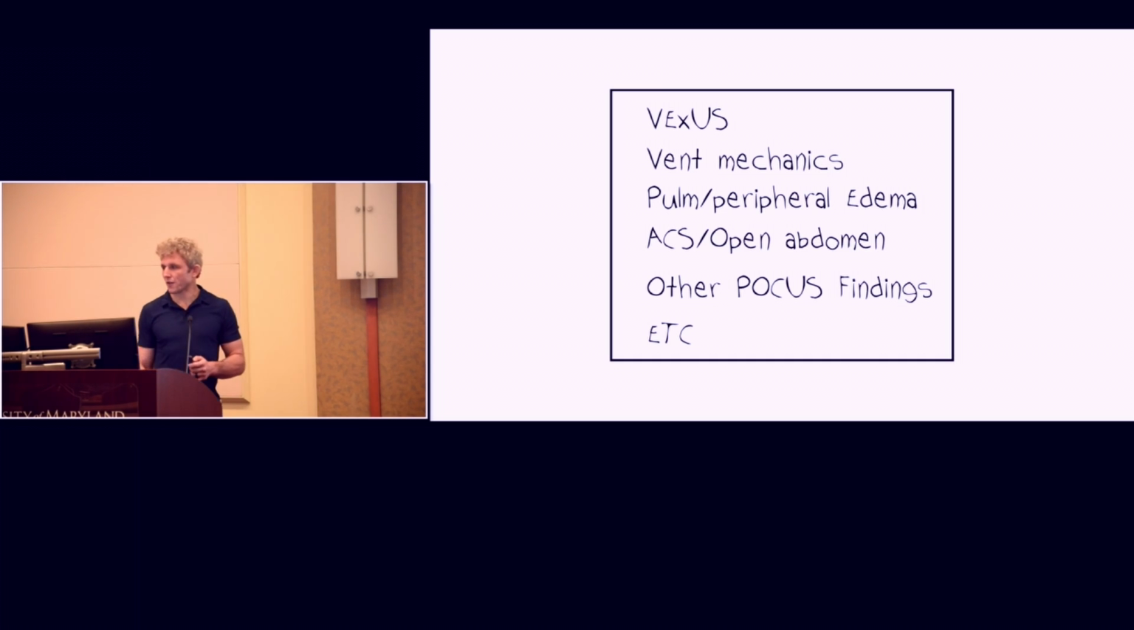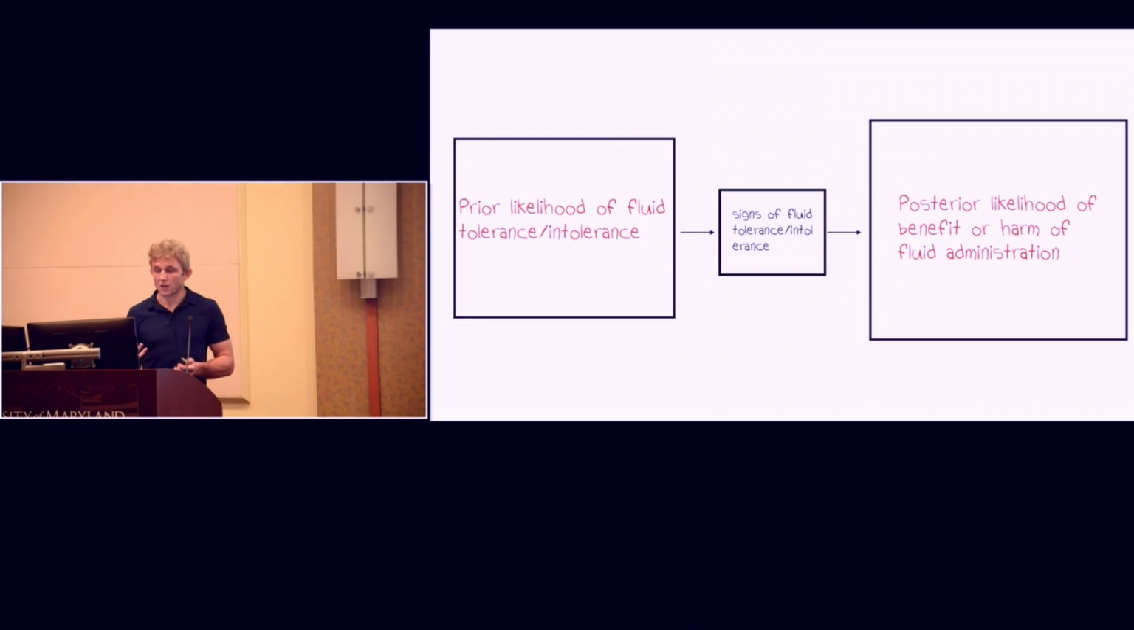And any other of these signs, right? But you're putting this all together, right? Not one of these things works independently. These are all signs, and they all have certain strengths and weaknesses, and you have to take those into account with the patient that we are looking at in front of us, right? And in the end, that's what's going to give you your posterior likelihood of benefit or harm.